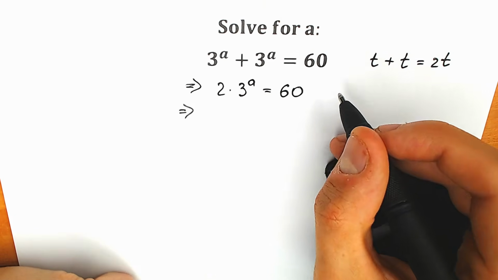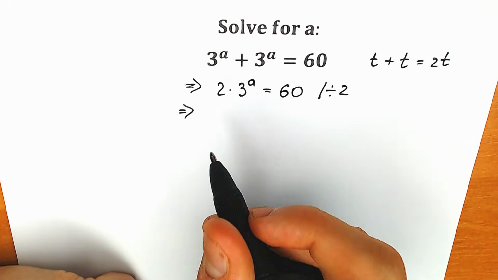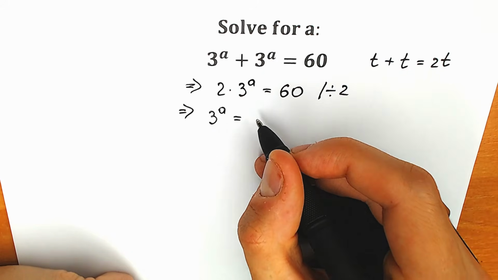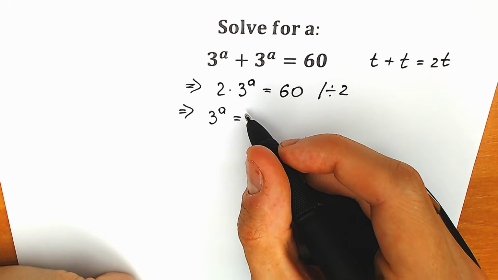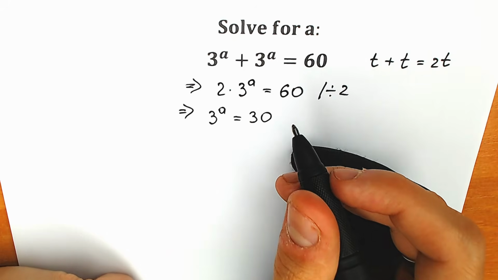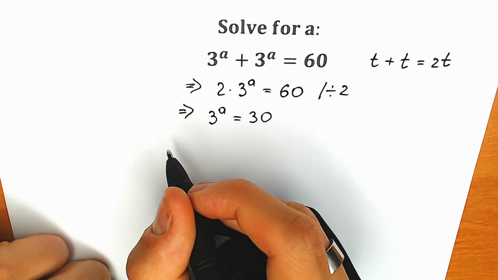Secondly, let's divide both sides by 2, because we need to find our a. And step by step, we're getting closer and closer to our a. So we have 3 to the a equals 60 over 2, equals 30. And here's our equation. Of course, there are a lot of ways we can solve it, but the best way is to apply log on both sides. So let's do it right now.